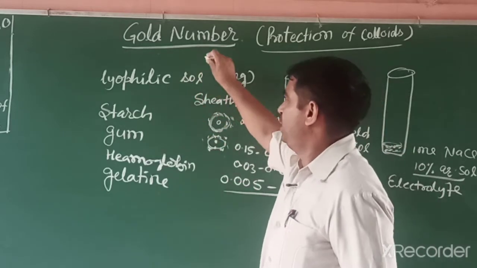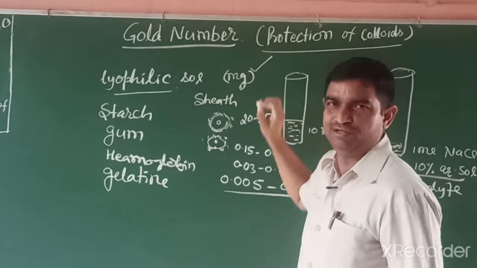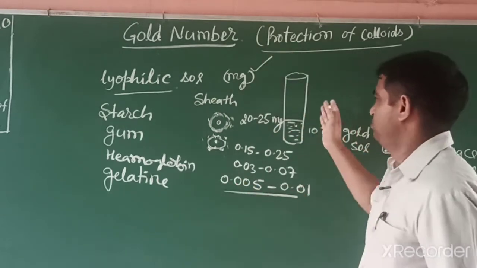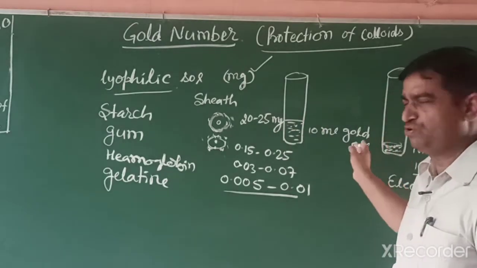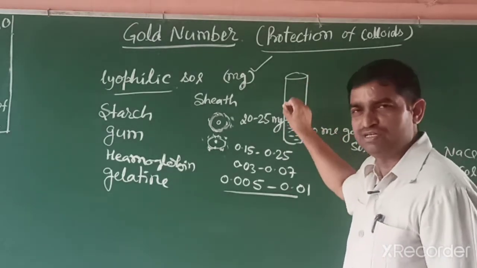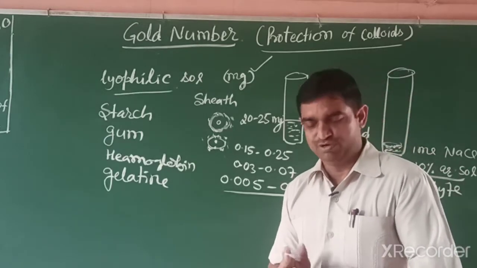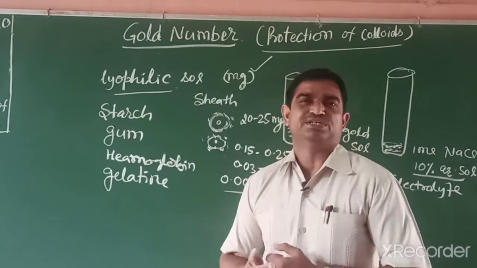The amount of lyophilic sol, in milligram, needed to protect against coagulation when we add 1 ml of 10% sodium chloride aqueous solution to 10 ml of gold sol. That minimum amount in milligram is known as the gold number. The lower the amount, the more the protecting power.